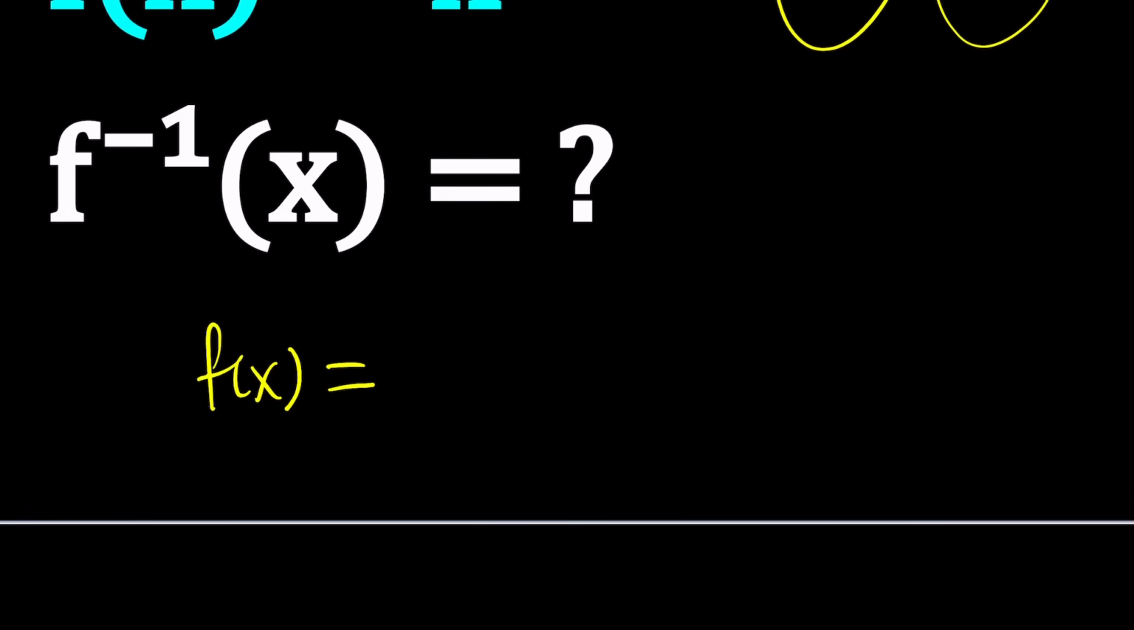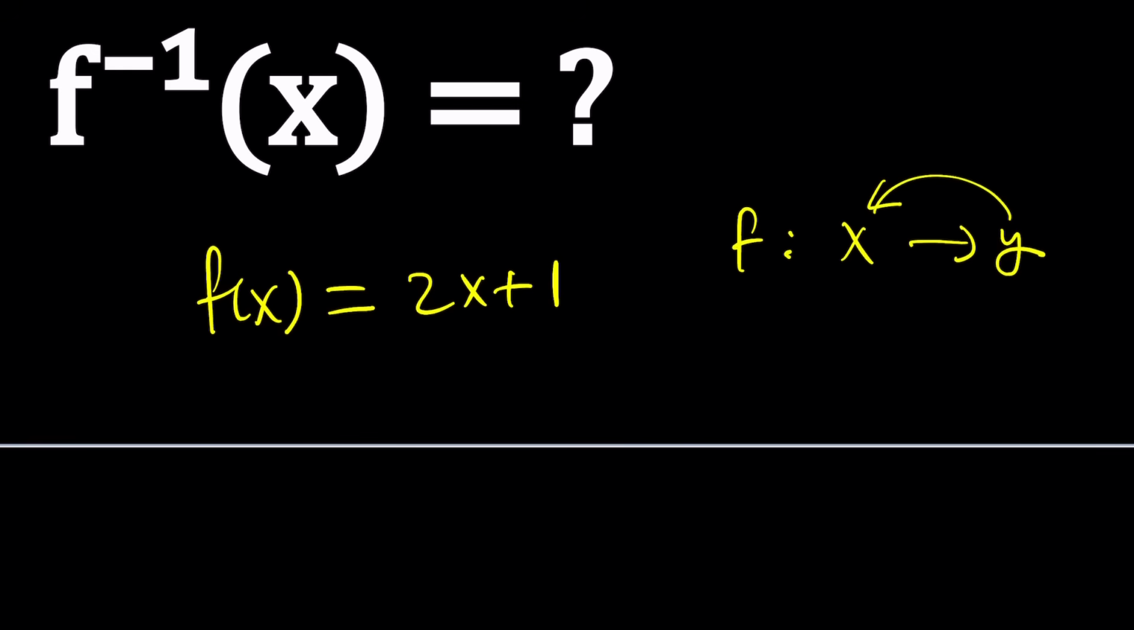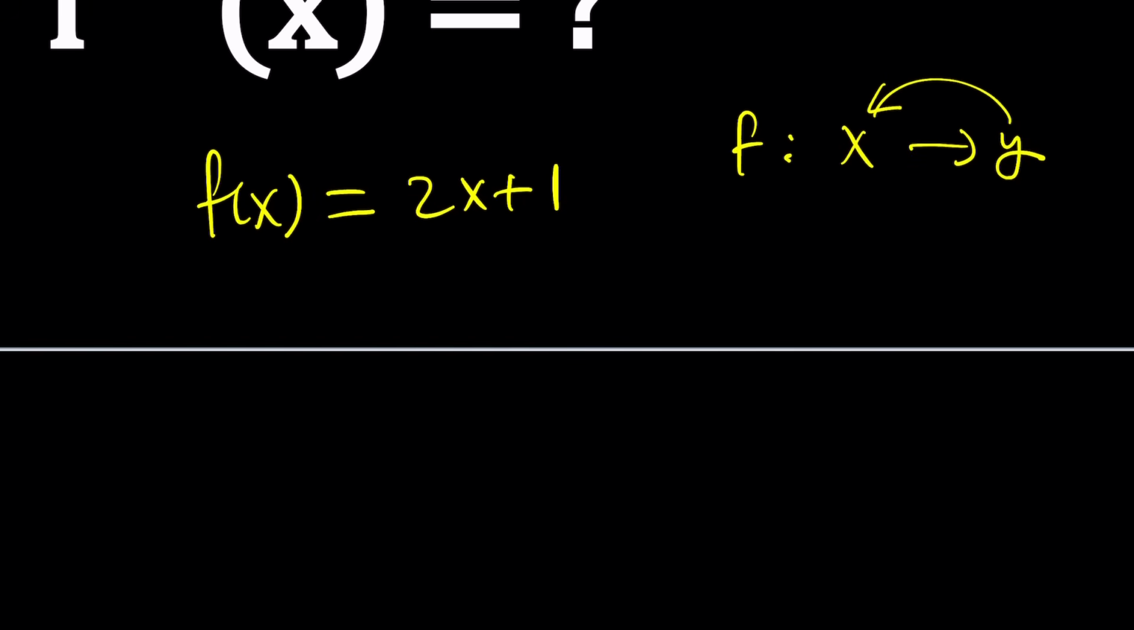What if you have something like f of x equals 2x plus 1? You've probably seen this before. It is a linear function, right? Now, to find the inverse of a function, we need to think about, okay, f takes x to y. What takes y to x? That's what we need to think about. Make sense? So here's how we're going to proceed.